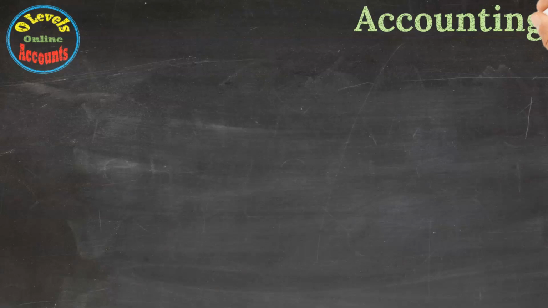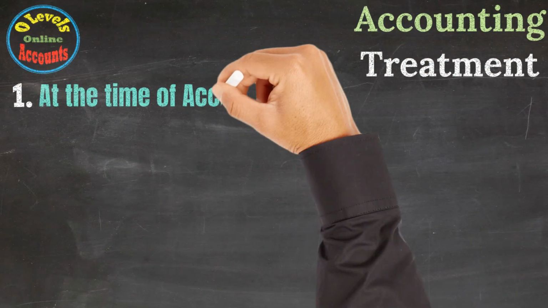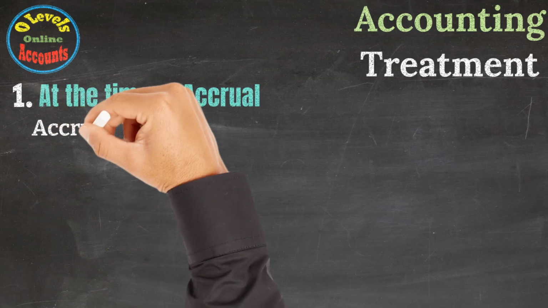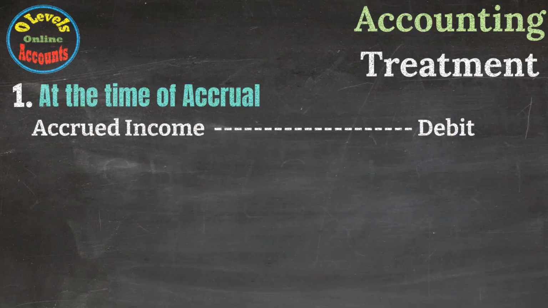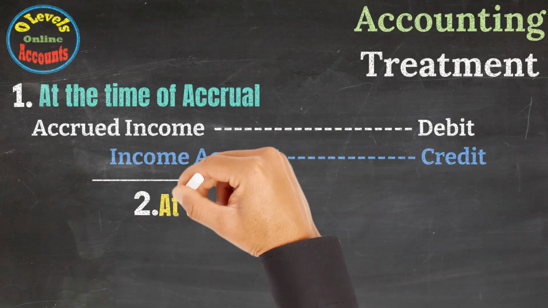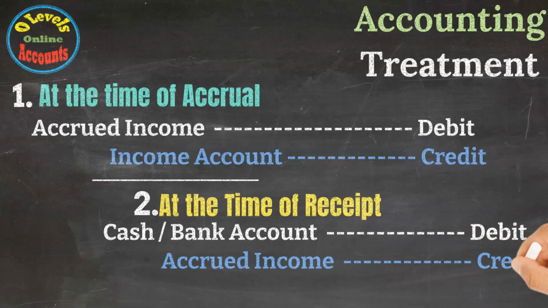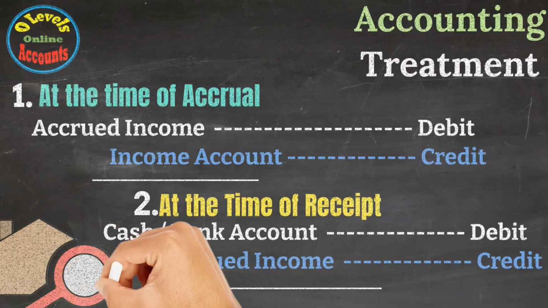There are 2 stages involved in its accounting treatment. First, at the time of accrual, the recording entry would be accrued income debit and income account credit. Secondly, at the time of payment, cash or bank account debit and accrued income credit. Let's move to check its impact on financial statements.